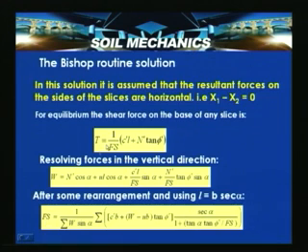After some rearrangement and using L equal to B secant alpha, we can write factor of safety equal to 1 by summation of W sin alpha, summation of C dash B plus W minus UB tan phi dash secant alpha, divided by 1 plus tan alpha tan phi dash by factor of safety. If you look into it, the factor of safety term is involved in both the left hand side and right hand side, which indicates that it requires iterations.